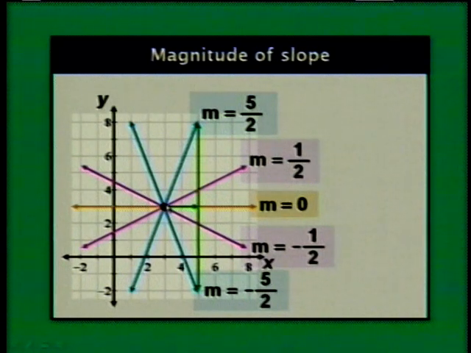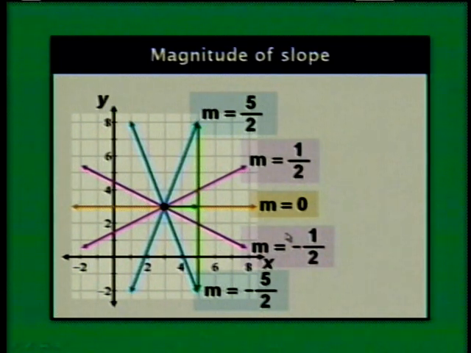So let's look at the big picture. The 2 lines with positive slope are increasing. The 2 lines with negative slope are decreasing. The line with a slope of 0 is horizontal. The lines that have the largest absolute value, that's the 2 blue lines, they're the steepest lines. The line with the slope of 0, that's the least steep line, and the lines with slopes whose absolute value are 1/2 are in between in steepness.